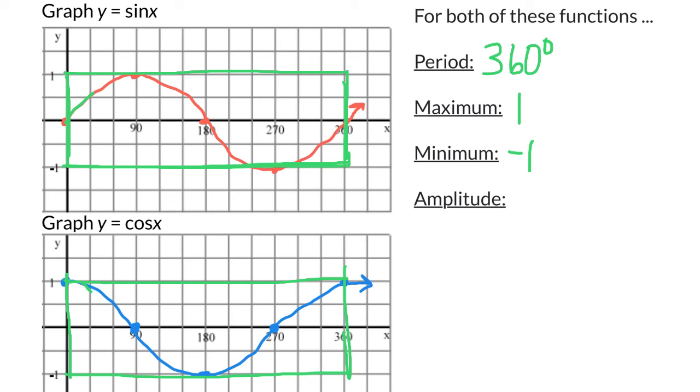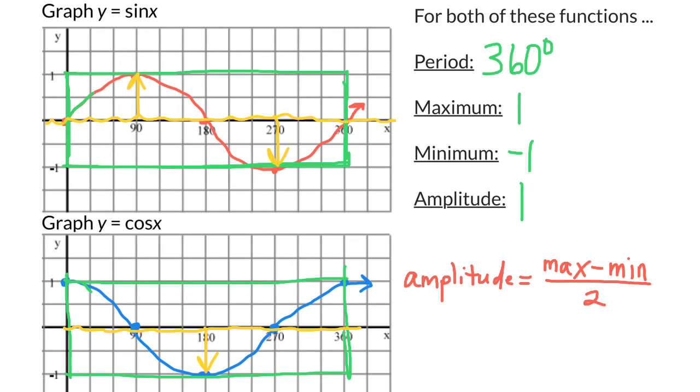The amplitude refers to the distance between the central axis and the maximum or minimum values. So if I look at my sine curve, I can see that this is my central axis, right on the x-axis. The distance between that and the maximum or the minimum is the same. It's just a distance of 1 unit. If I look at my cosine curve, here's my central axis. The amplitude is 1. So for both of these functions, the amplitude is 1.